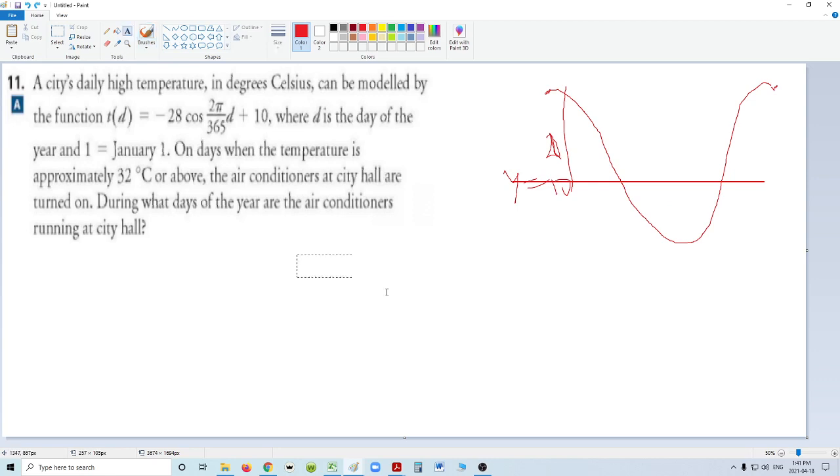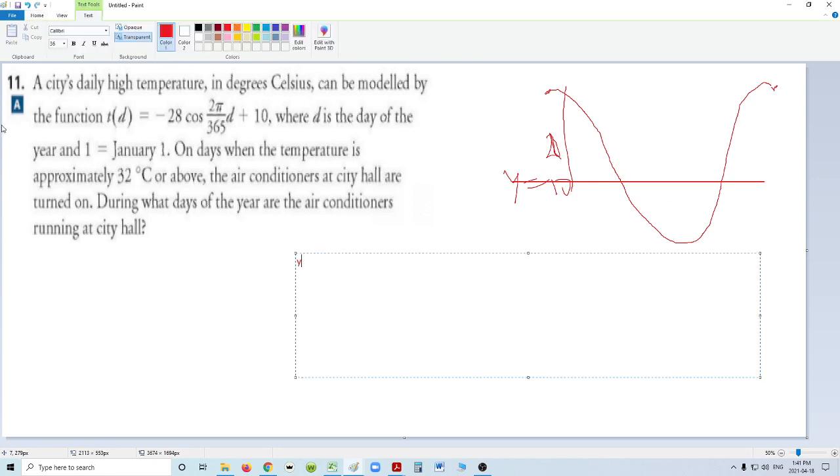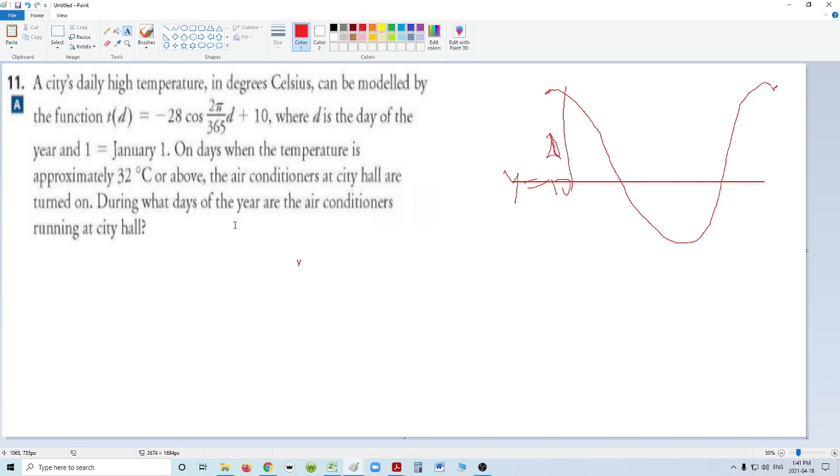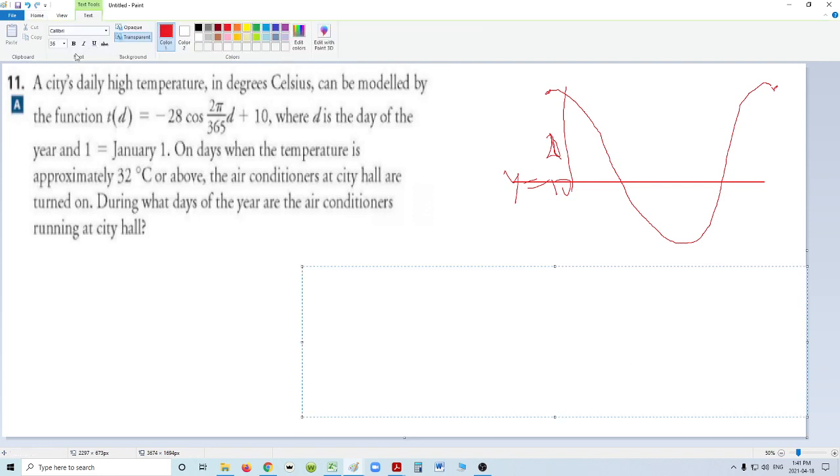So right away, we could start off by saying y is equal, and yeah, I know they gave it to us, but we just want to understand what's going on. Right away, if they just gave you that, you could say y is equal to minus 28 cos x, and figure out what cos x is, plus 10.